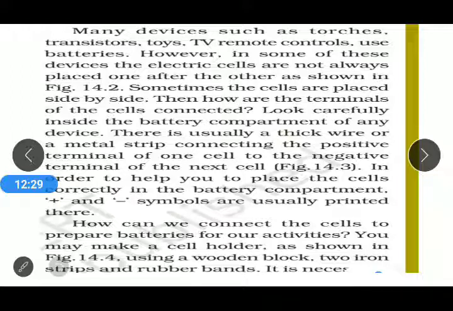Sometimes the cells are placed side by side, and then they are connected with each other. Inside the battery compartment of any device, there is usually a thick wire or a metal strip connecting the positive terminal of one cell to the negative terminal of the next cell. To help us place the cells correctly in the battery compartment, the positive and negative symbols are usually printed there.